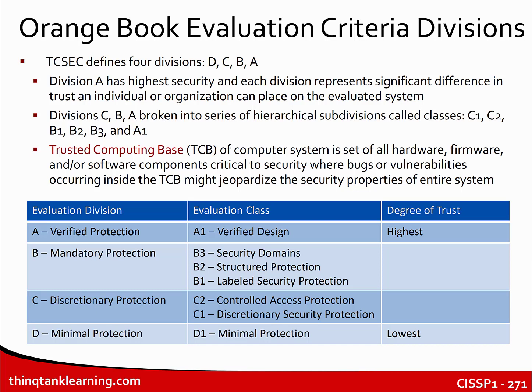B1 is called labeled security protection. This is how we label systems. What is our security policy model? What are the data sensitivity labels that we're going to apply? This is also where mandatory access control gets applied for particular components. What are our label exportation capabilities, and design specifications and verifications.